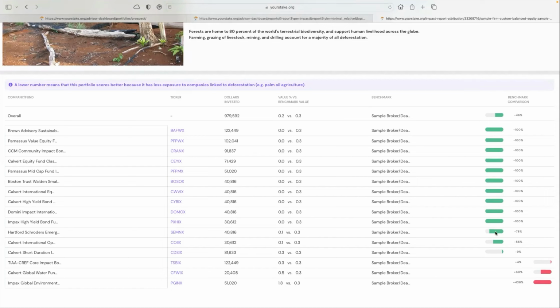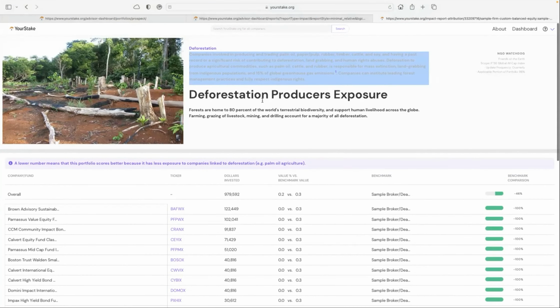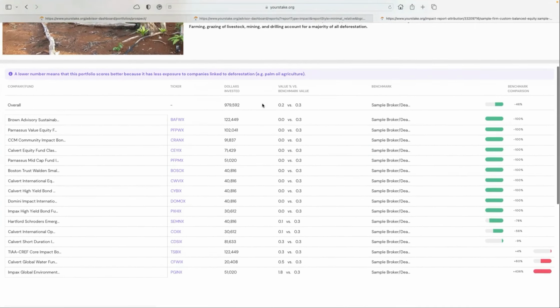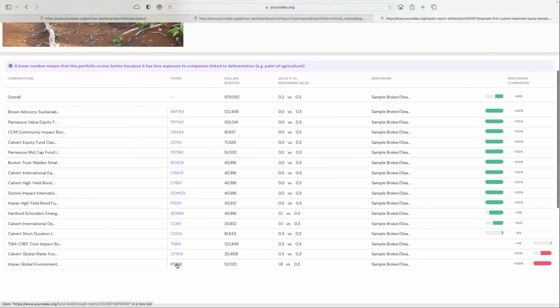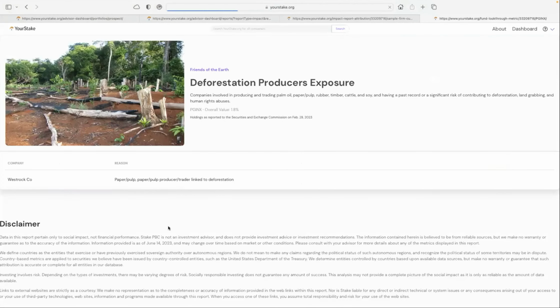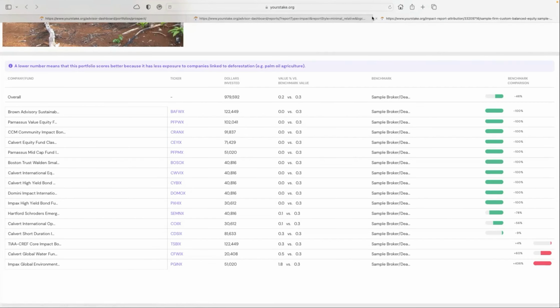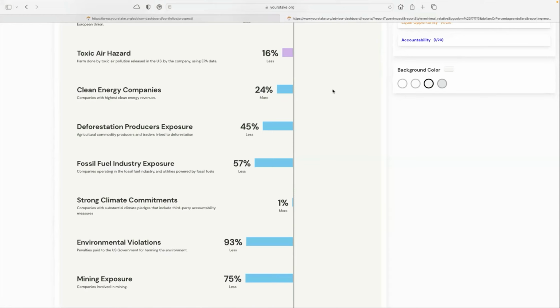And you can move down the portfolio and see, as we start to get into this red, these are companies, or these are funds that are contributing to deforestation based on with whom they're invested. I'll show you what I mean. So PGINX is invested in WestRock, which is a paper and pulp company, and they account for 1.8% of our overall portfolio. So that's some of the metrics and how you can describe some of the performance to the client themselves.